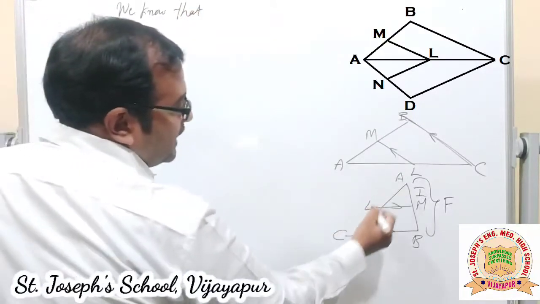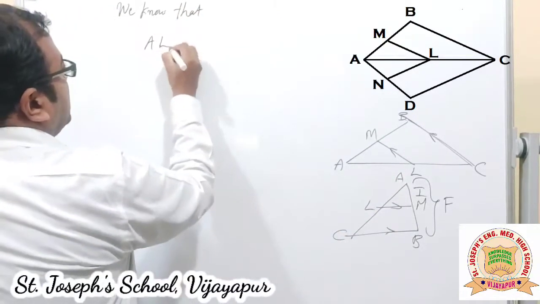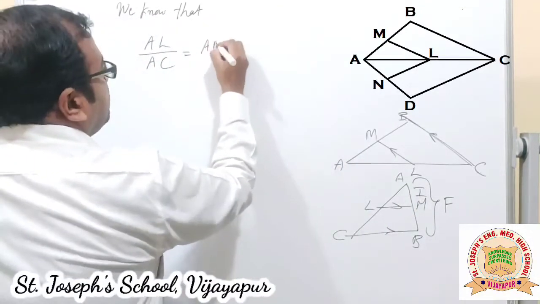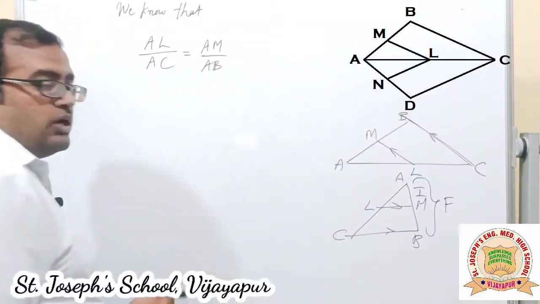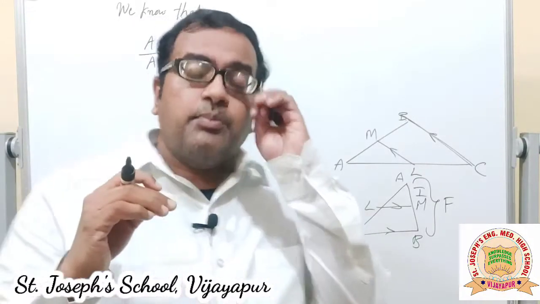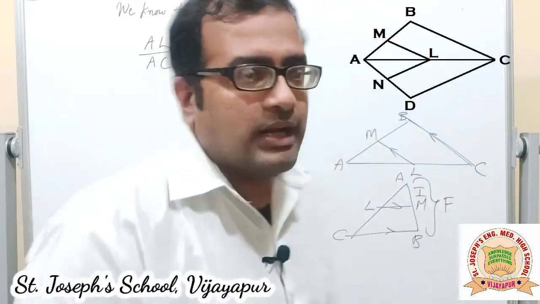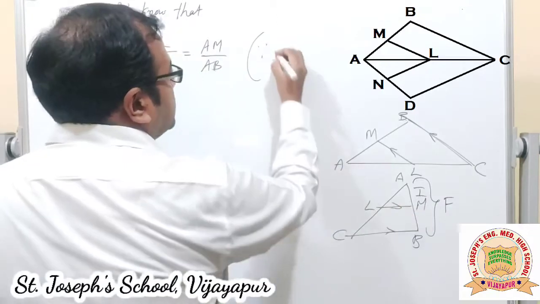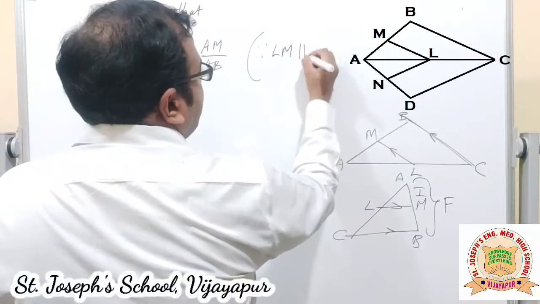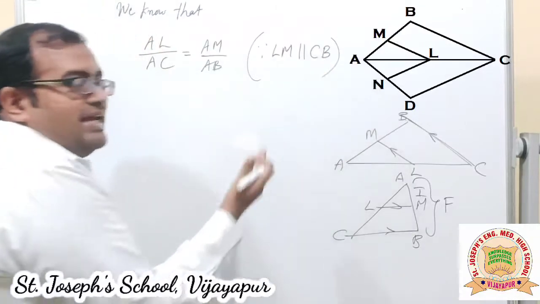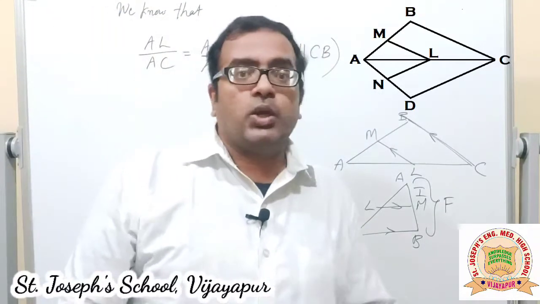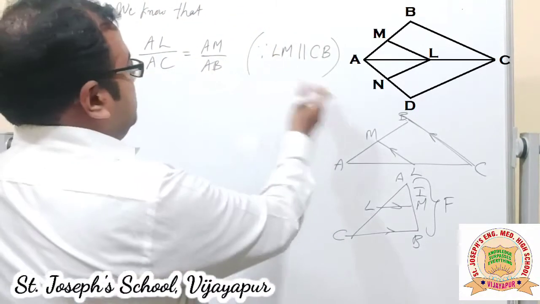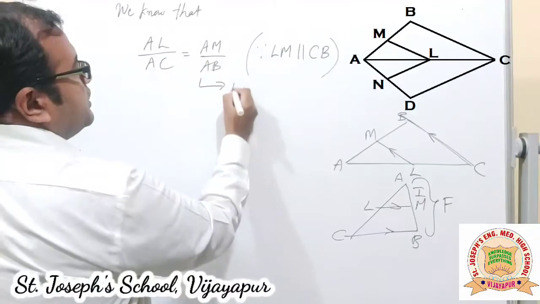By applying, we know that AL upon AC is equal to AM upon AB. I would like to remind you once more, it is not the first part by second part, it is more like first part upon full. I have applied that. The reason is because we have drawn LM parallel to CB. The line LM is parallel to CB. If this was not there, if they don't give those parallel lines, you cannot apply the basic proportionality theorem. So since they have given this parallel part, we have applied this. I'll call this equation 1.